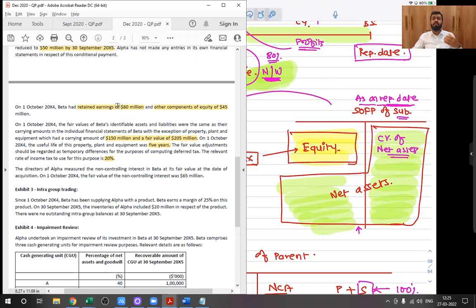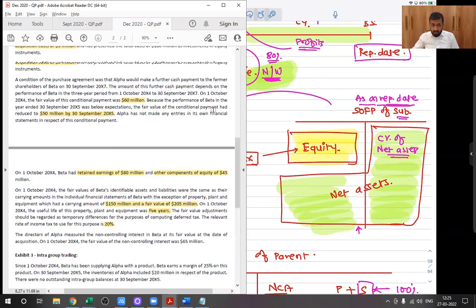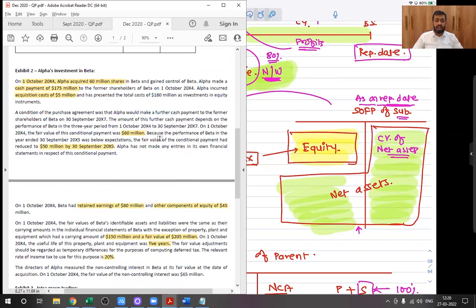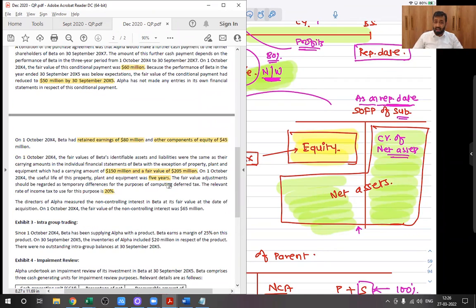It's because you will be able to calculate the net worth, because this 80 million plus this 45 million plus this 80 million as share capital will be equivalent to your total carrying value of net assets. If that carrying value of net assets is adjusted for the fair value, then you get the fair value of net assets as on the date of acquisition, which is what we require. Are you getting my point? Simple.